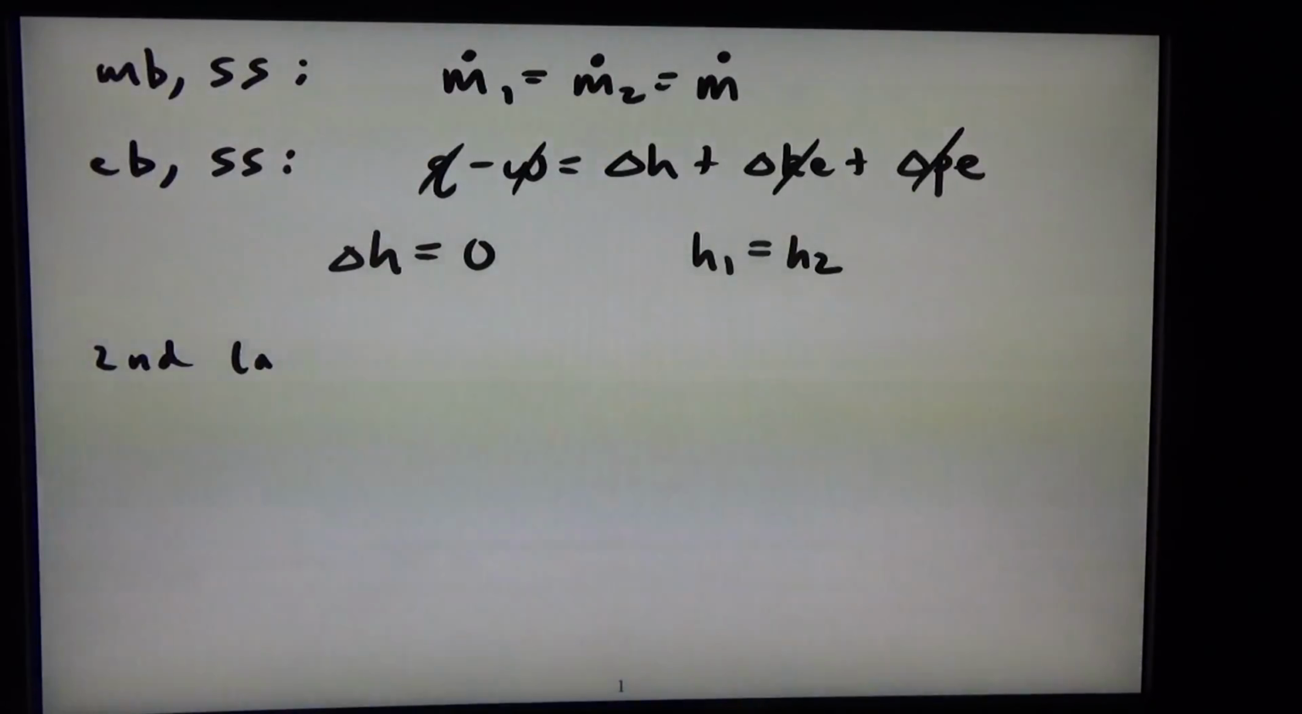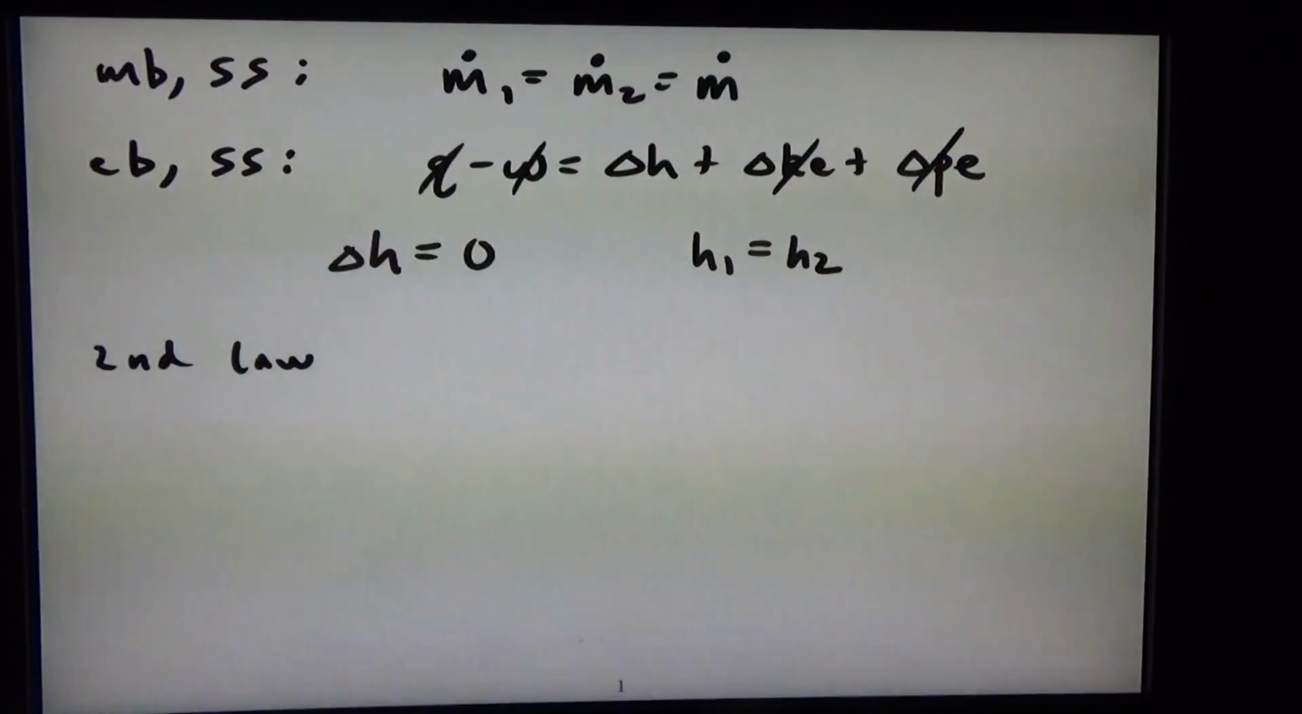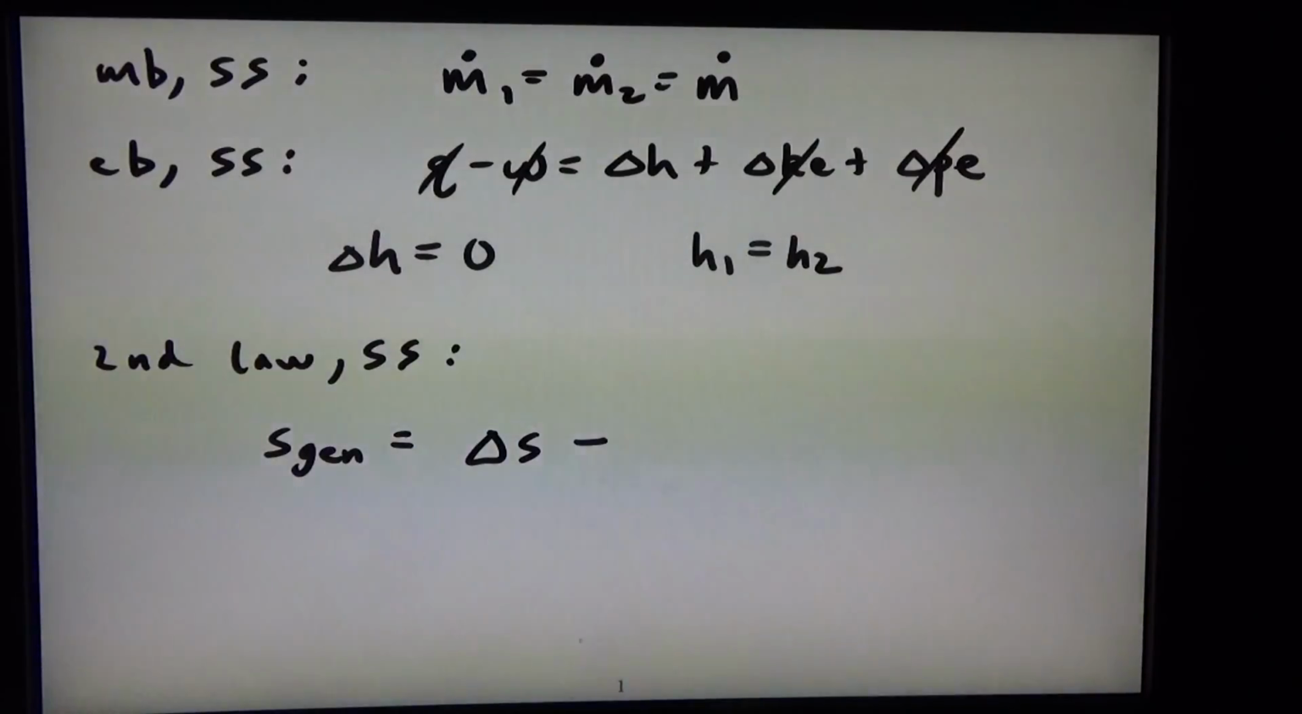If we look at the second law, again we want to apply the correct version of the second law depending on what type of device we have. In this case we have an open system and a single stream device, so make sure we look at the correct equation. We have s gen, lowercase s gen, is equal to delta S minus the sum of Q divided by T sub B.